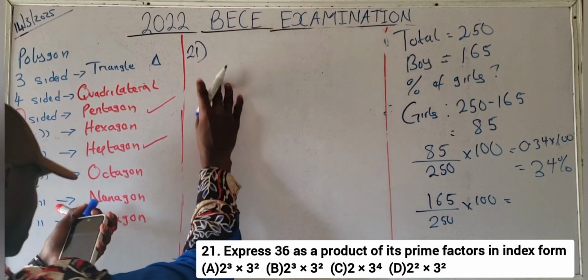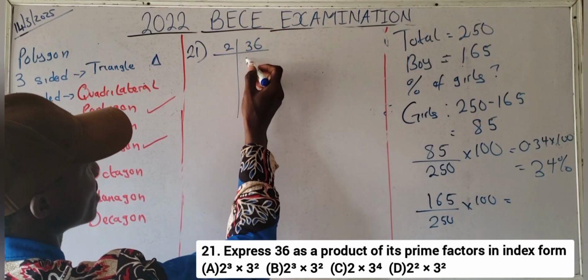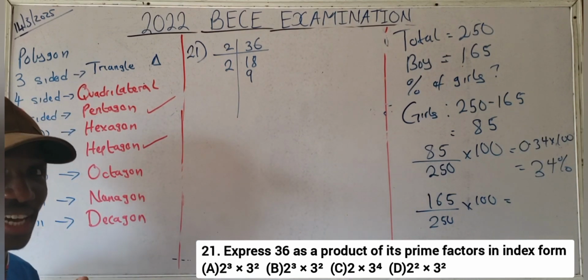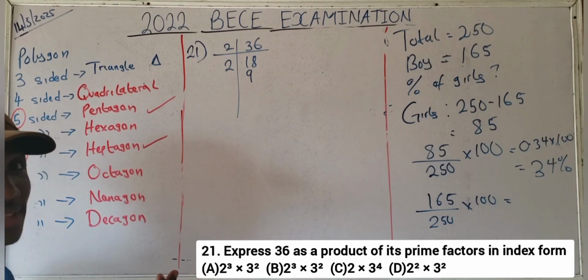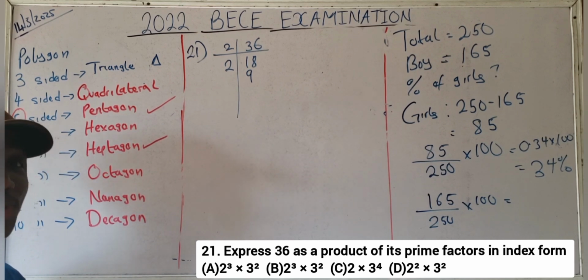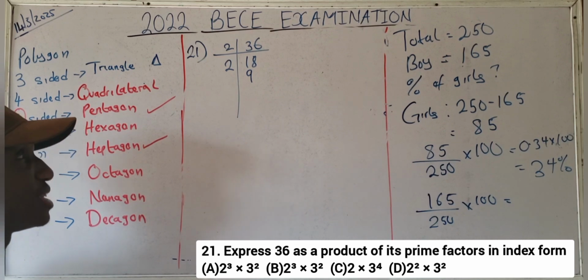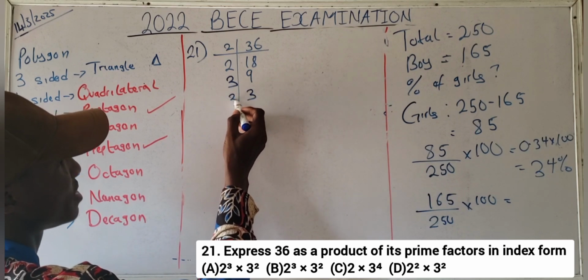Question 21. 36 divided by 2 is 18. 18 can still be divided by 2 without remainder, so 18 divided by 2 is 9. Now, can we divide 9 by 2 without a remainder? We cannot, it's going to remain 1. So we proceed to another number that can divide 9, which is 3. 9 divided by 3 is 3, and 3 divided by 3 is 1.